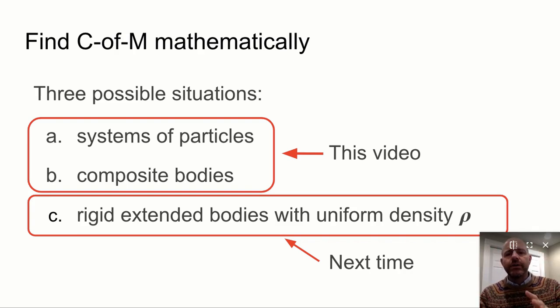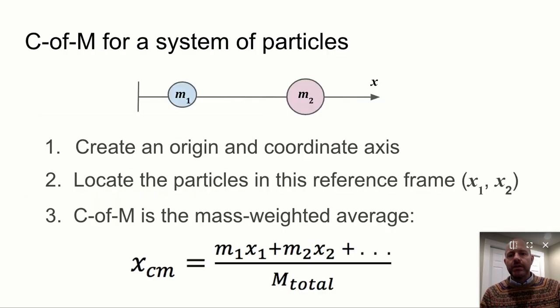So we are going to look at a system of particles or composite bodies where we have discrete objects. We can figure out where the center of mass is and then combine them. We'll look at rigid extended bodies with a uniform density next time. So for a system of particles, we need to pick an origin, we have a coordinate system, and then we identify where those objects are and what the mass of each of them is. And so the center of mass, x coordinate here, is mass 1 times x1 plus mass 2 times x2, and so on, divided by the total mass.